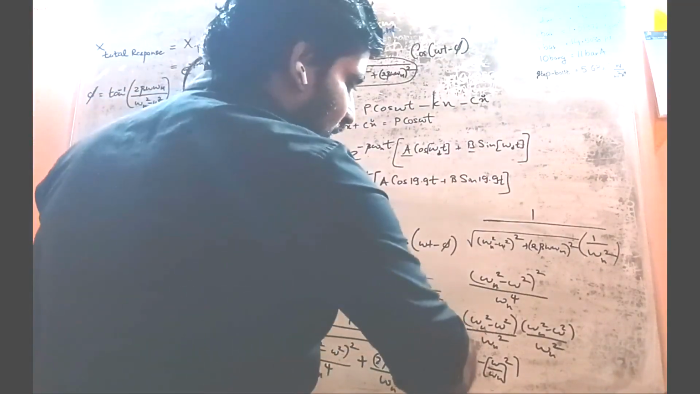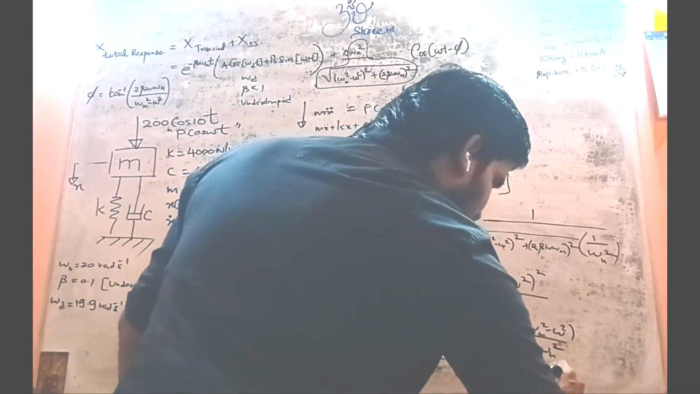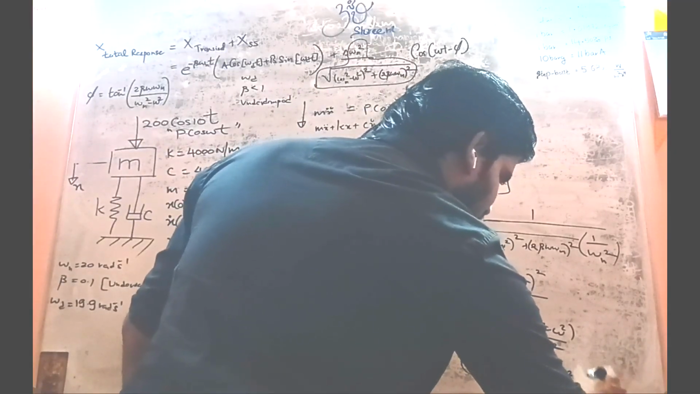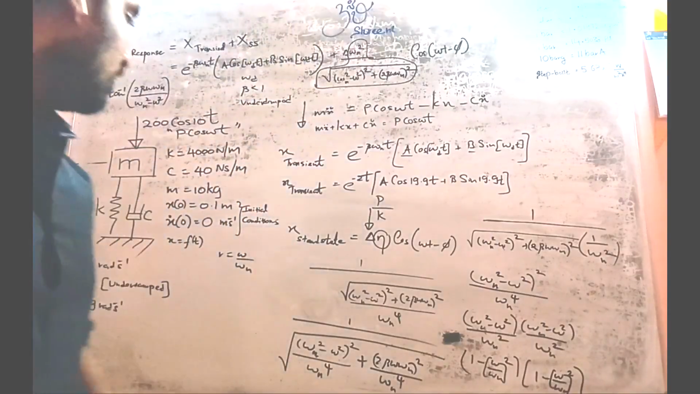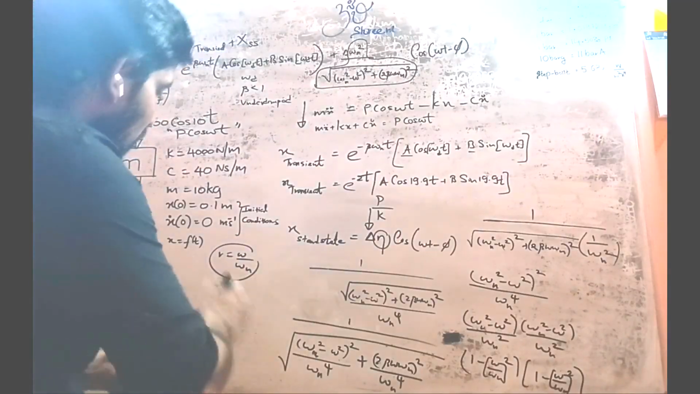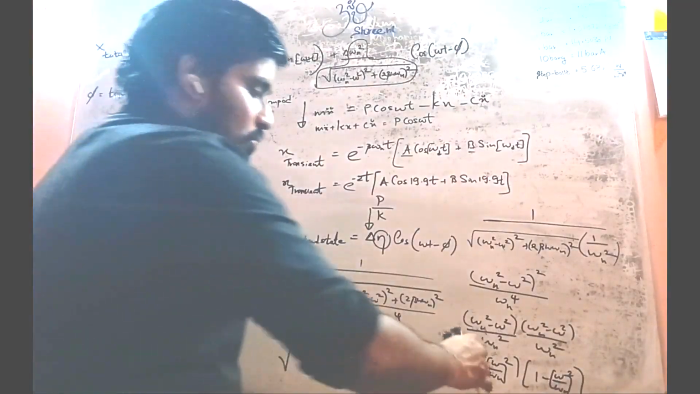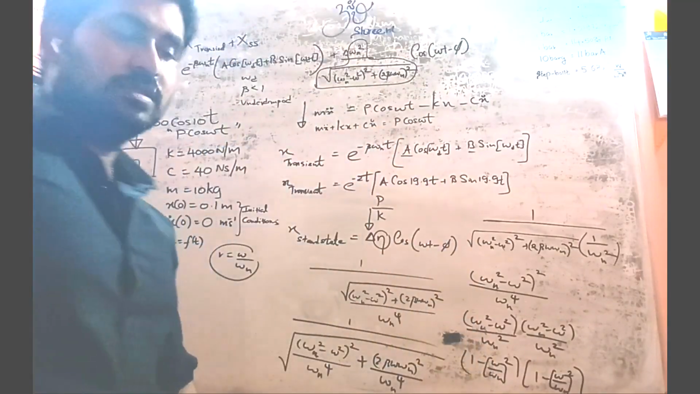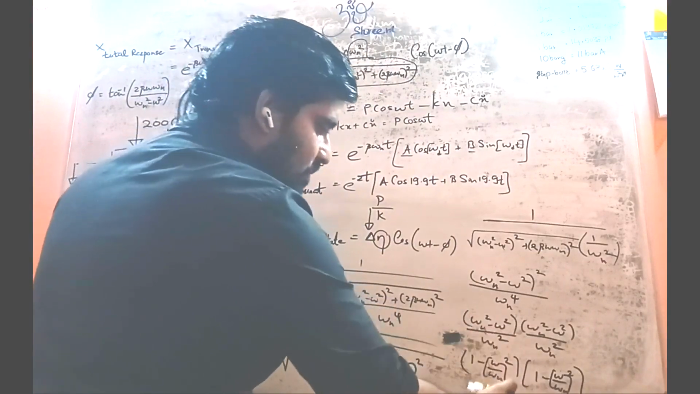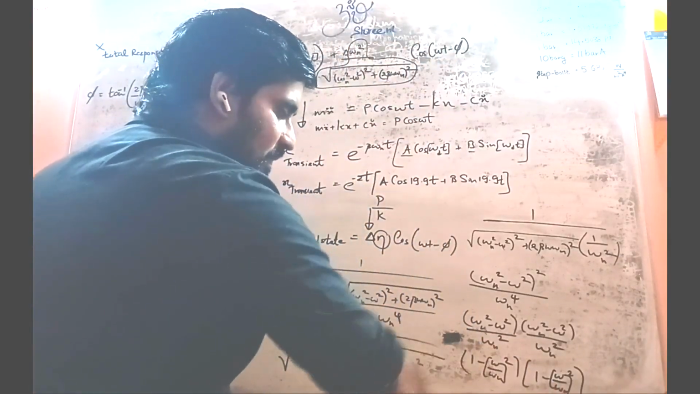Because omega n squared divided by omega n squared is 1, we get 1 minus omega divided by omega n, whole thing squared. The reason I perform this is that I want to include this relationship, because we know that omega divided by omega n is the frequency ratio r. So this part becomes 1 minus r squared, and that gets simplified.